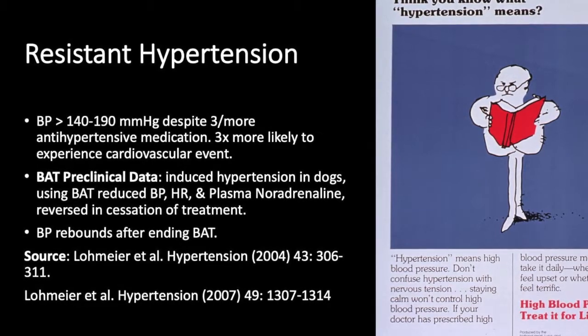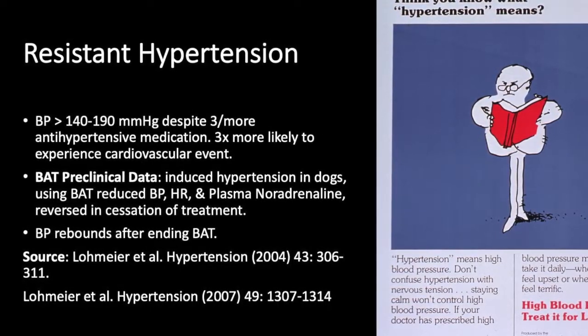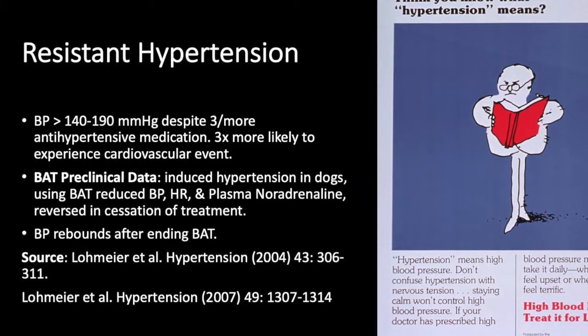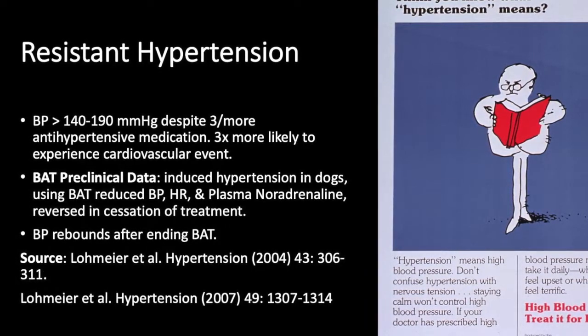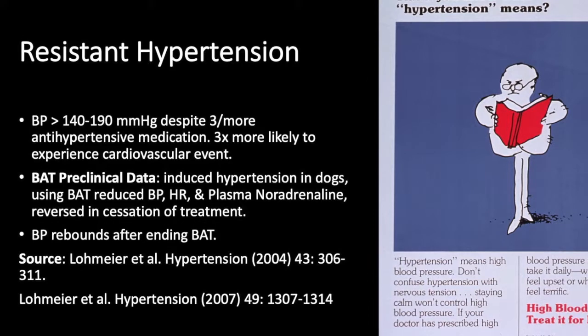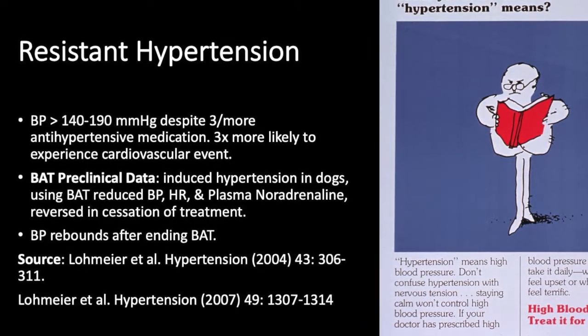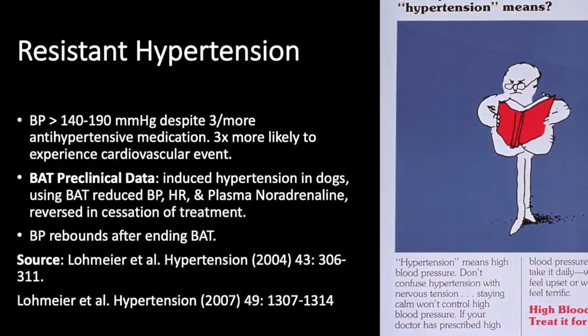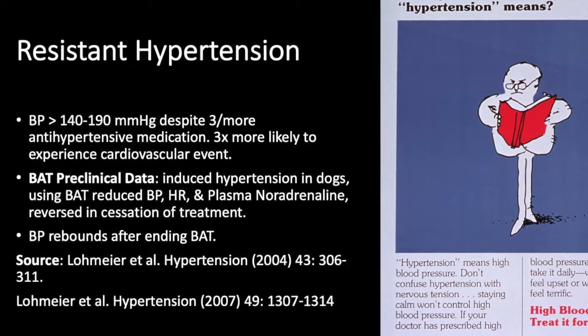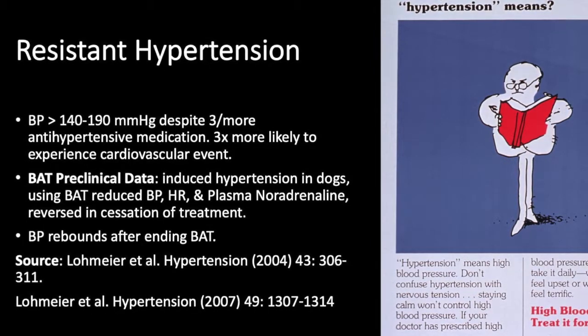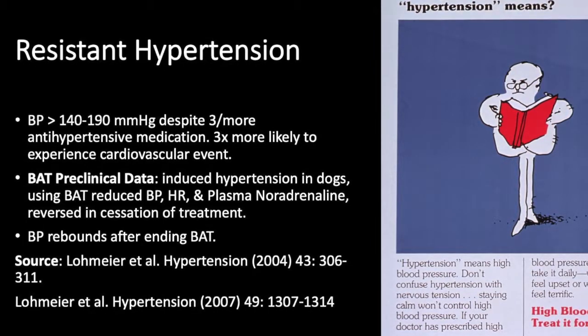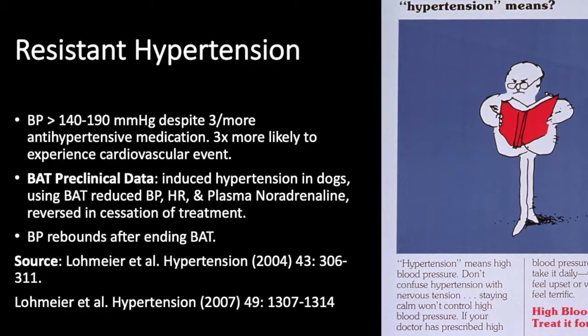There has been BAT, as in baroreceptor activation therapy, preclinical data, which was tested on dogs with induced hypertension, and it was found that using BAT reduced blood pressure, heart rate, and plasma noradrenaline, thus possibly serving as a treatment for humans. The high blood pressure, however, rebounded after ending the BAT therapy.